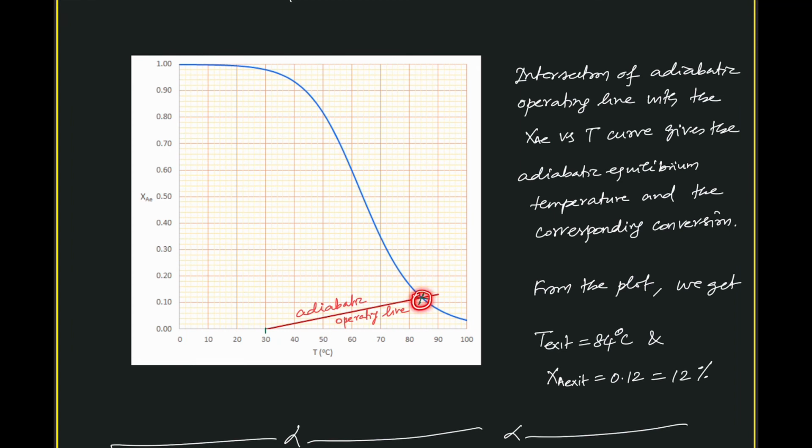So this intersection point is noted from this graph. What is the value? The exit temperature is coming as 84 degrees Celsius, and the corresponding conversion is noted from the plot on this straight line. That is coming to 0.12, which is 12%.